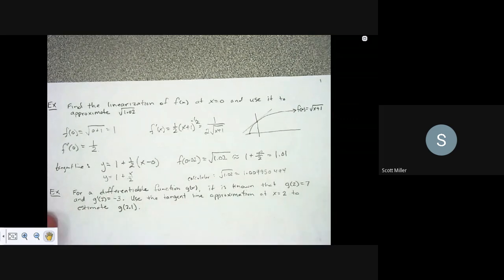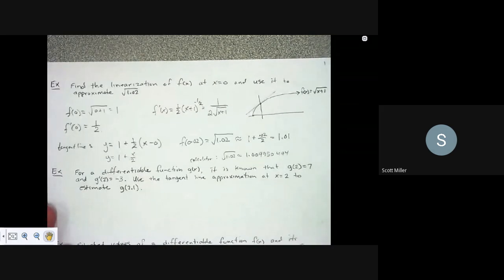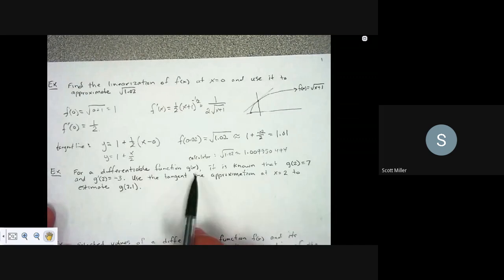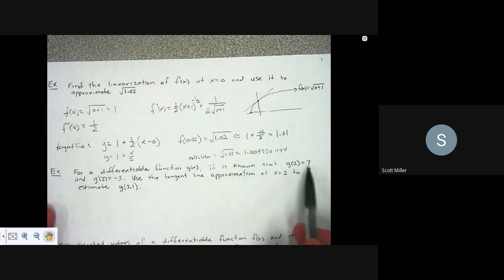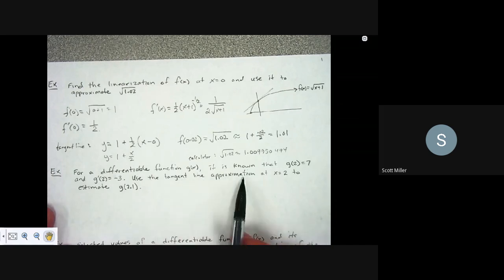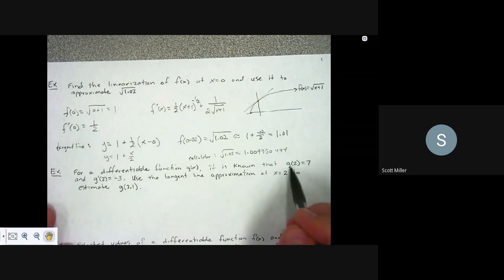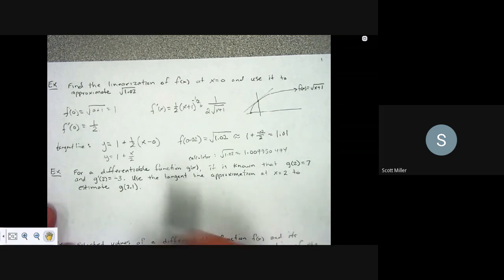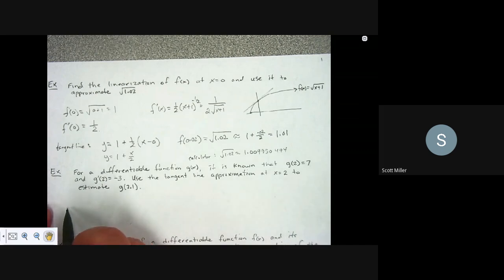Here's another look at the same type of problem. A function is differentiable. It's known that g of 2 is 7, g prime of 2 is -3. Use the tangent line approximation at x equals 2 to estimate g at 2.1. So I need to find a point and a slope, and they actually gave me all of those. The point is right here, (2, 7). The slope is -3. So I can go right to my tangent line here.